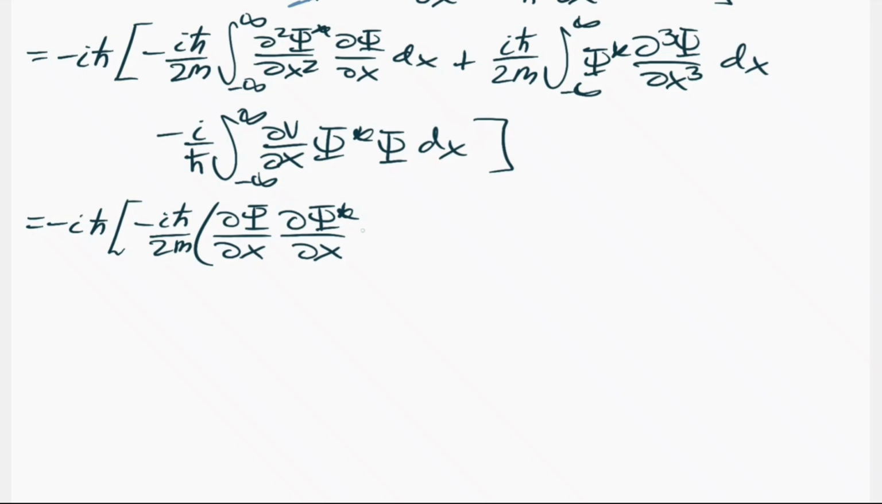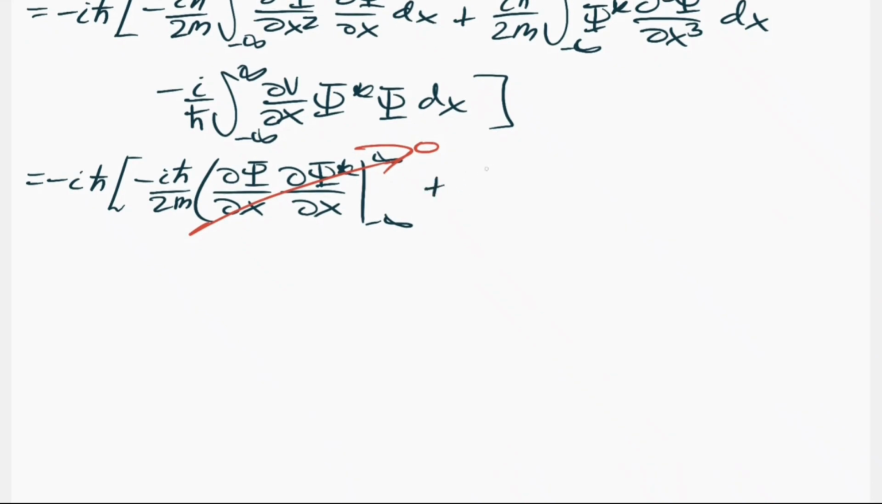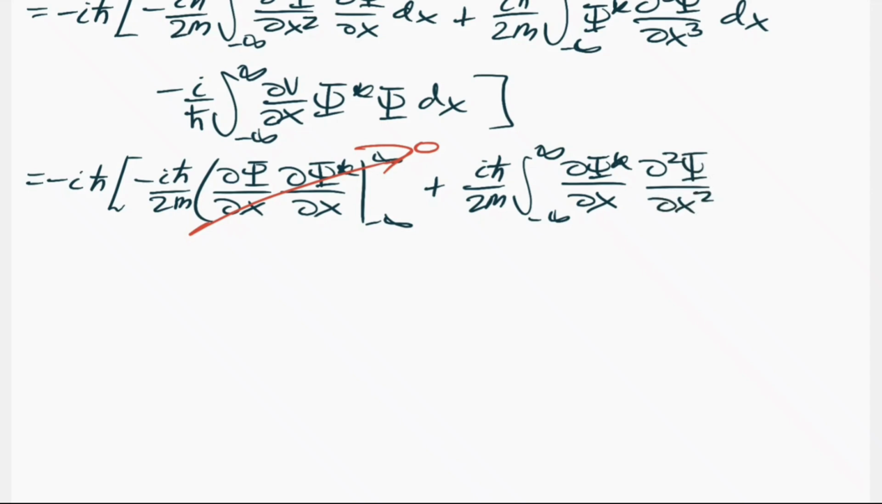We like that because that is evaluated from negative infinity to infinity. By definition of the wave function, that's going to be equal to 0. Then we have plus i h bar over 2m, and then the integral from negative infinity to infinity of d psi star/dx, d squared psi/dx squared dx. Okay, so that's the second part of our integration by parts.